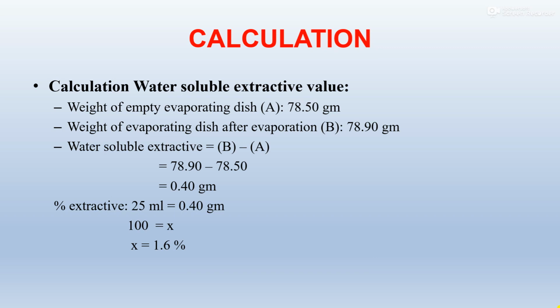So here are the calculations for extractive value. First we will calculate for water soluble extractive value. The weight of the empty evaporating dish was noted as A, obtained 78.50 grams. Then the weight of the evaporating dish after evaporation was noted as B and was obtained 78.90 grams. So the water soluble extractive value was calculated by subtracting A from B. The value obtained was 0.40 gram, and percent extractive value was calculated by considering that 25 ml contains 0.40 gram, then 100 ml will contain X. Then the percent extractive of water soluble extractive was obtained 1.6%.